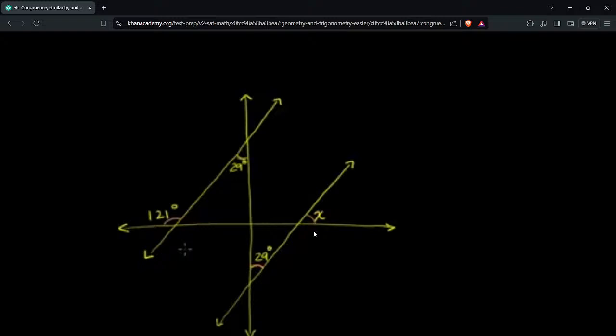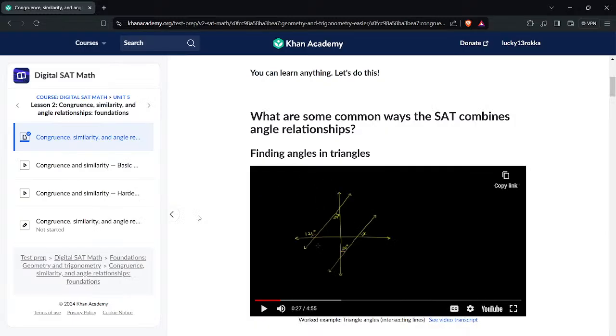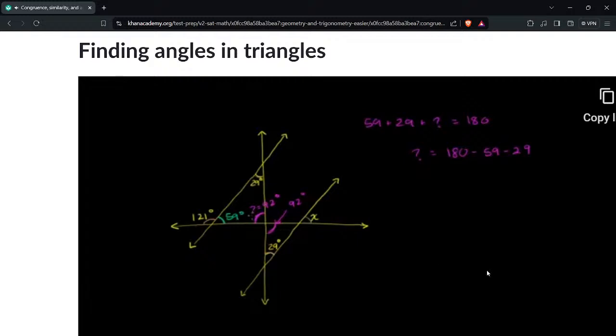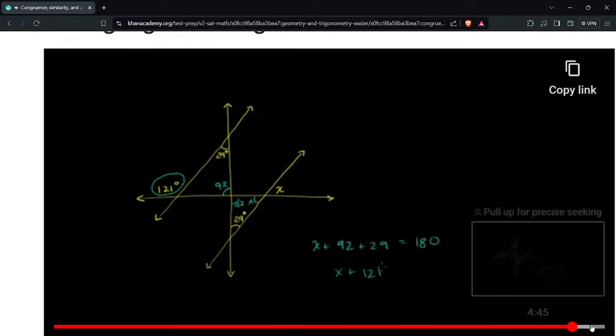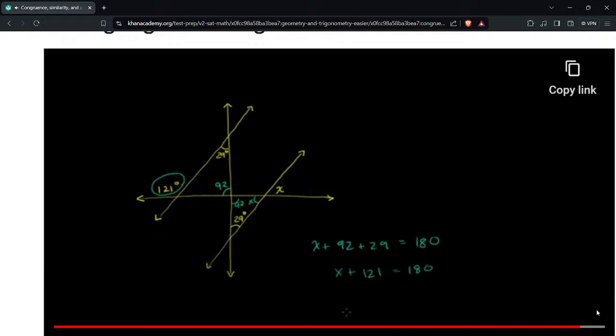So to find the value of x, this is very easy, because this is equal to this. X is equal to 59, right? 180 minus 121 is 59. In this triangle right over here, we have a 92 degree angle, 21 plus 29 plus 9 is going to be 92, and so that is going to equal 180 degrees.